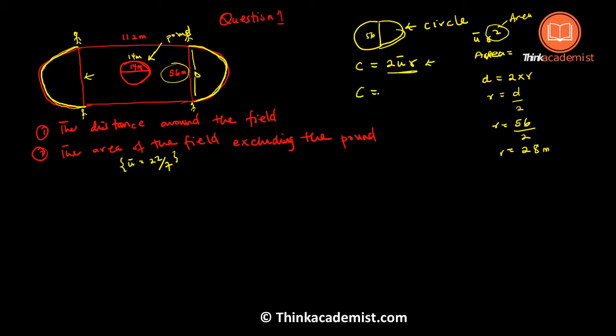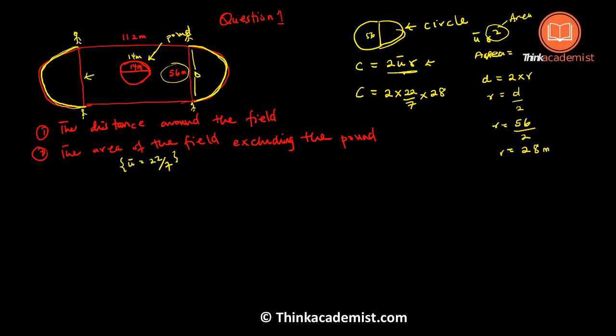So we are going to fix that into our equation. This is going to give us 2 times 22 over 7 times what? 28. Remember, we are not looking for area, so you don't have to do 28 times 28. That formula is for just finding area, which I have indicated here. Okay? But we are just doing circumference. Circumference is the same as the perimeter of a given circle.